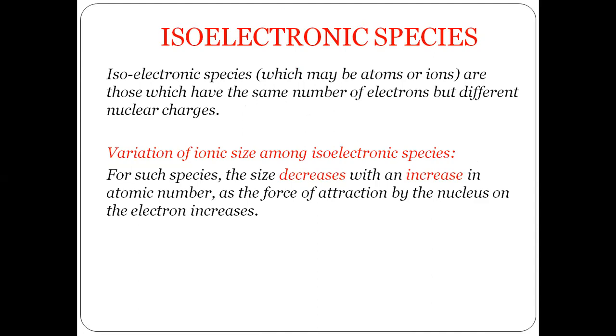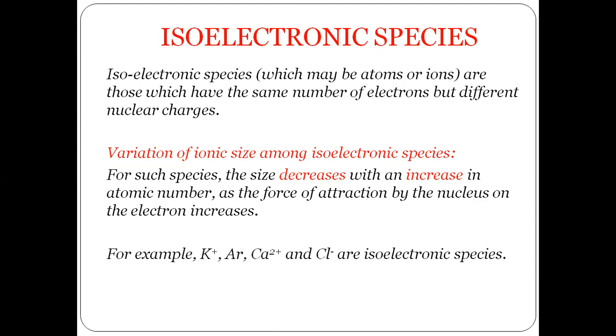Always remember that whenever you have isoelectronic species, their size will decrease when the atomic number of that species increases. Like if I have these four cases, you can see potassium ion, argon atom, calcium ion, and chloride ion. If you see the atomic number of potassium is 19, the atomic number of argon is 18, the atomic number of calcium is 20, and the atomic number of chlorine is 17. The number of protons is different, so the nuclear charge is different. But see the number of electrons. The number of electrons in potassium is 19. It has lost 1, so it becomes 18. The number of electrons in argon is 18.